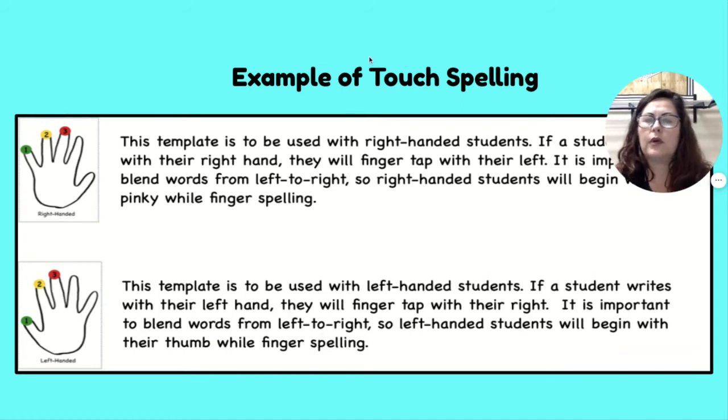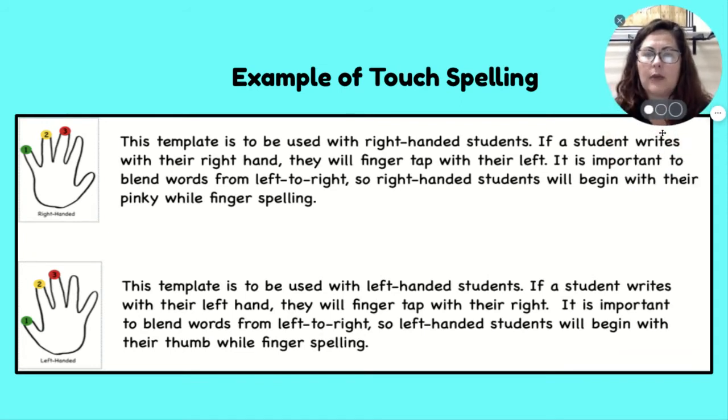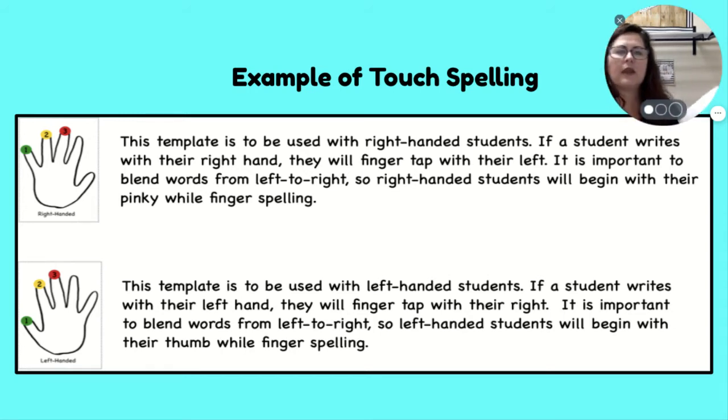Okay, we're going to review our touch spelling. You should have this down by now, but I never know where someone's going to start with these videos and whether they just go to a specific skill. So we're just going to review. When you do your touch spelling, if you're right-handed, your writing instrument should be in your right hand, and then you should touch spell with your left hand.